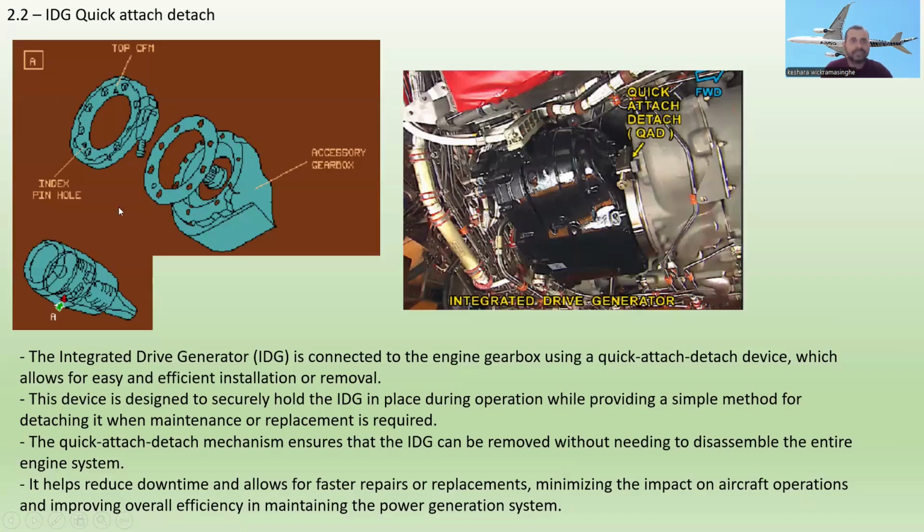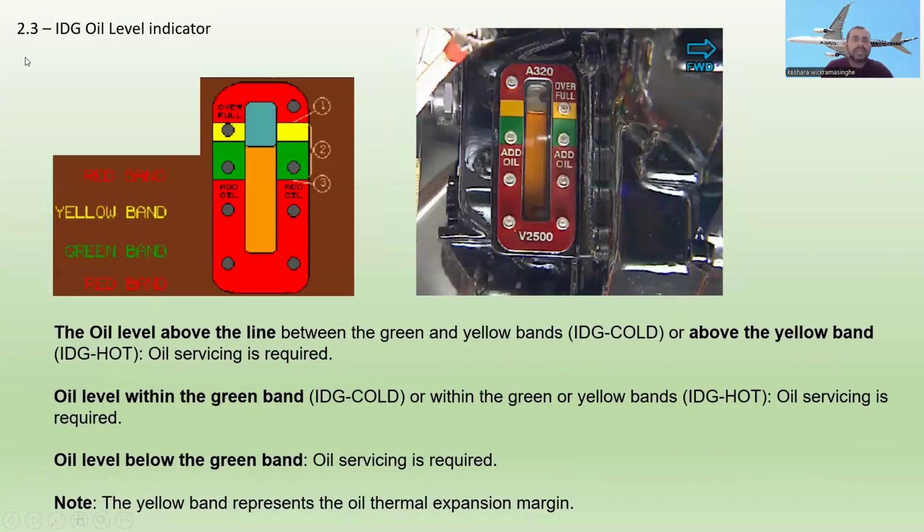All right. Now next one, IDG oil level indicator. Here is the IDG oil level indicator. This is the normal view. Here is the red band, the yellow band, the green band, and again the red band. The oil level is above the line between the green and yellow bands when the IDG is cold, or above the yellow band.